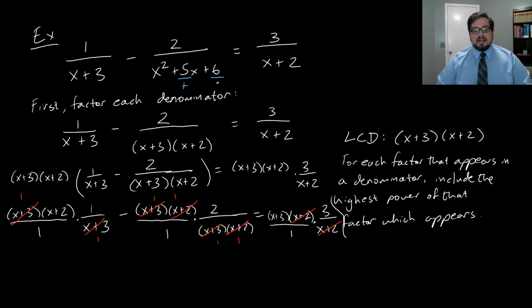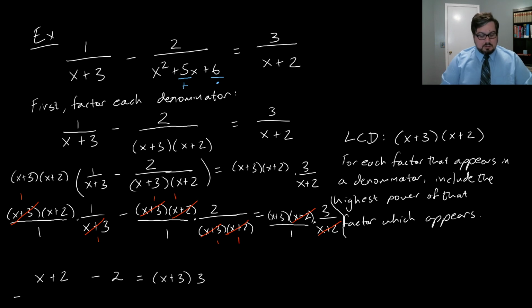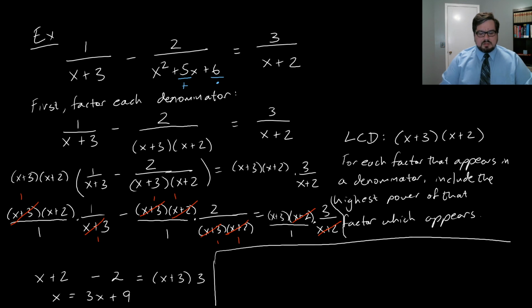And so once we've annihilated all these things, we can see what we're left with. So the first term, everything's canceled except an x plus 2 in the numerator. In the second term, a 2 is left over in the numerator. And on the right, we have an x plus 3 times 3 left. And all the denominators are just 1. So that's all we need to do here. We can simplify both sides and get x equals 3x plus 9.